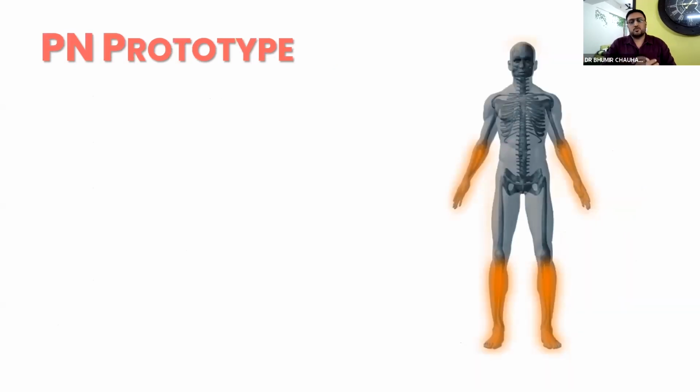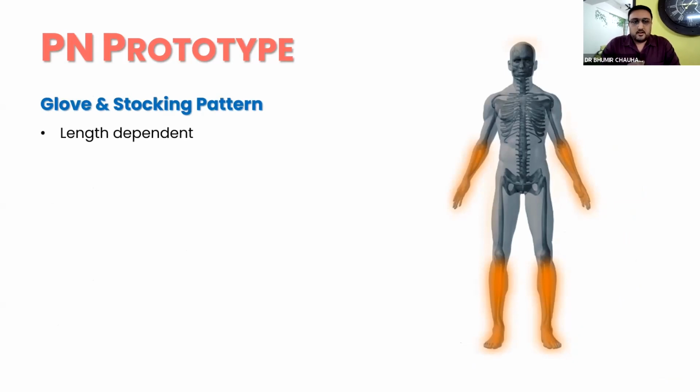So before jumping on to the questions, let us first understand what a peripheral nerve prototype is. I'm sure many of you must have seen this picture and must be aware of this type of pattern. It is commonly called the glove and stocking pattern, and also the length-dependent neuropathy. Now, what is length-dependent neuropathy? It means that the longest nerves are affected first, later on gradually involving the shorter nerves.